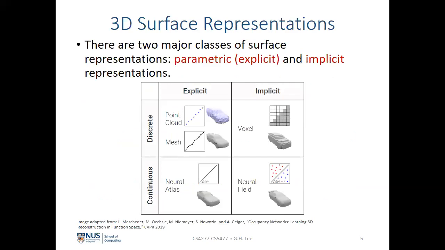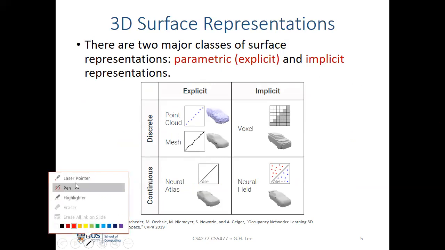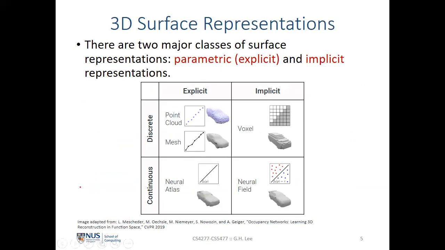All right, so as I mentioned, there are 2 types of 3D surface representation, 2 major classes. The first one is what we call the explicit representation, otherwise known as the parametric representation. The second type would be the implicit representation, otherwise known as the volumetric or volume representation. Here are some examples of the explicit representation. In a discrete form, it could be a point cloud, which is what we are going to cover today, and it could also be meshes.